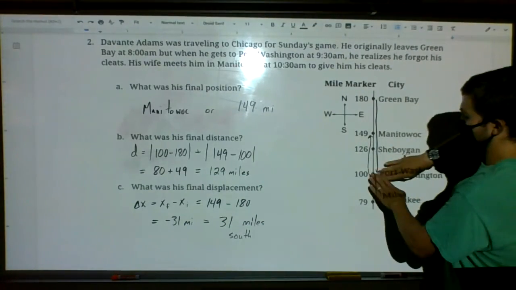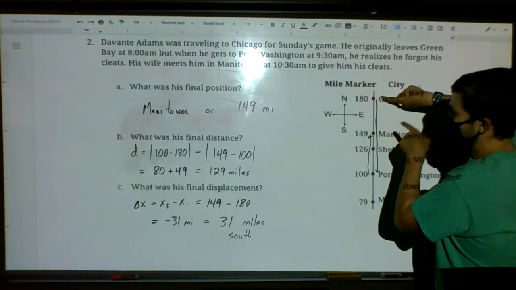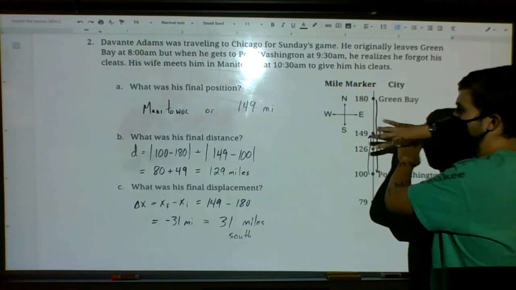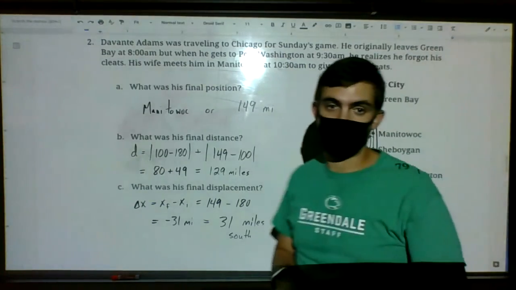But if we didn't take into account this stop in the middle, he started in Green Bay, and then he ended up 31 miles south of where he started overall in his entire trip. And that's his displacement.